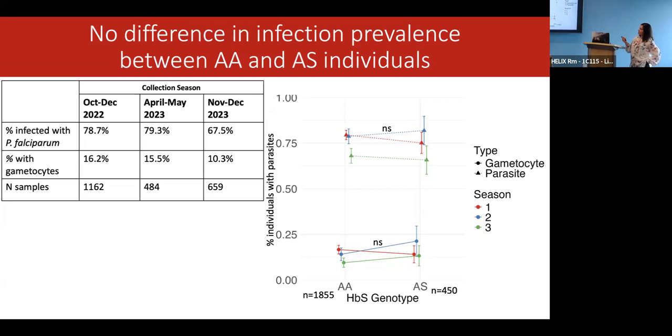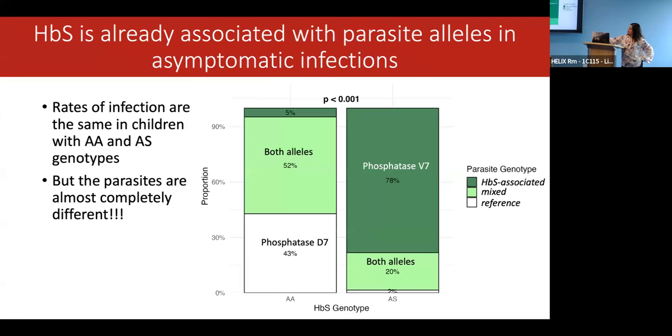And we looked at whether there was a difference in rates of infection between sickle cell genotypes. This replicates the report that we see no association between asymptomatic infection and sickle cell genotype. So parasites are infecting people with sickle cell genotype. They are also producing gametocytes at similar rates across all 3 of the seasons that we sampled. The story looks quite different, though, when we start looking at the parasite genotype. This is really our major result: when we type these alleles, the rates of infection are the same, but the parasites are almost completely different.